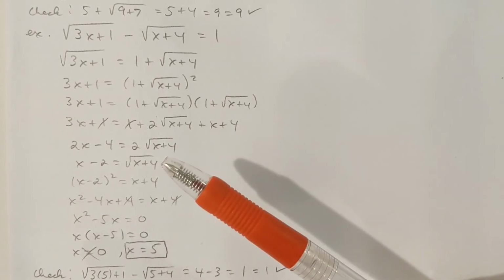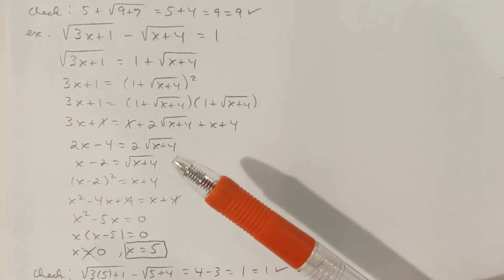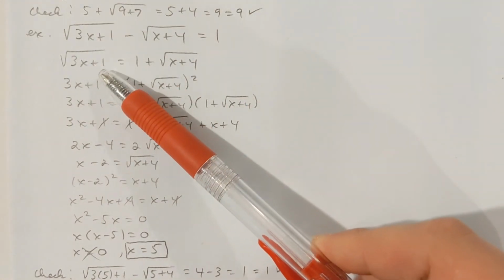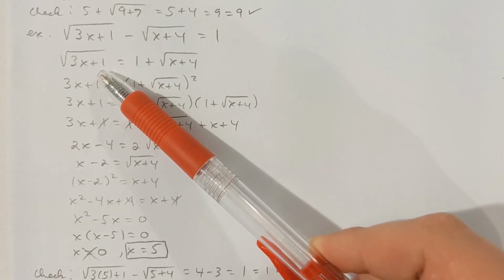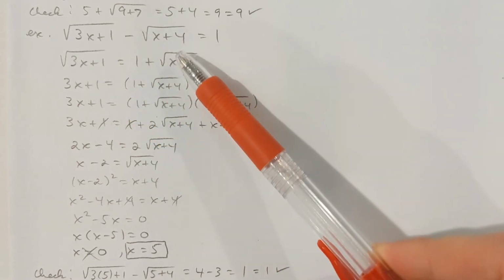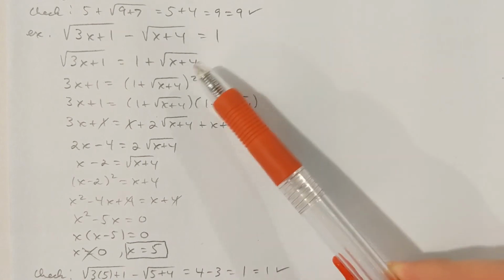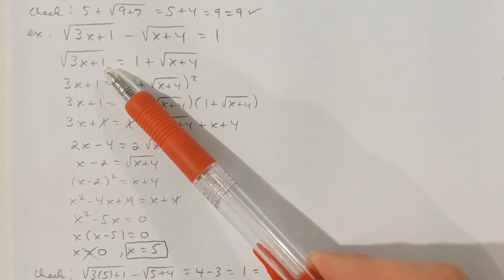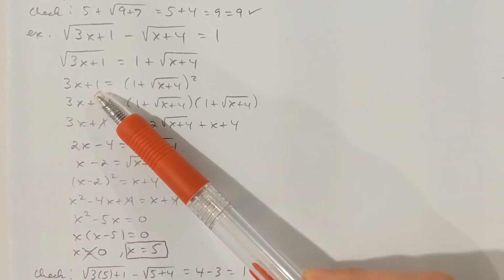Okay, that's going to be your most efficient option. So here I'm starting by getting the square root of 3x plus 1 alone on the left, and I've added this radical to the right here. And now I want to square both sides. So when I square the square root of 3x plus 1, I get 3x plus 1. That radical went away. That's what I wanted.